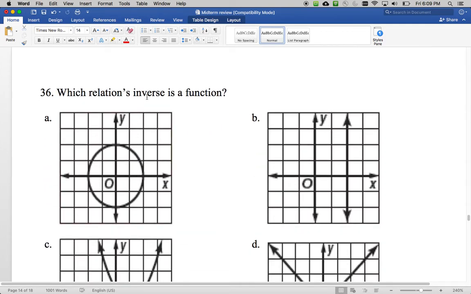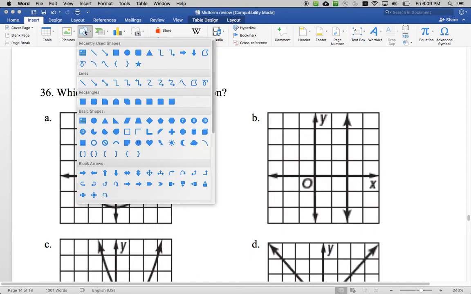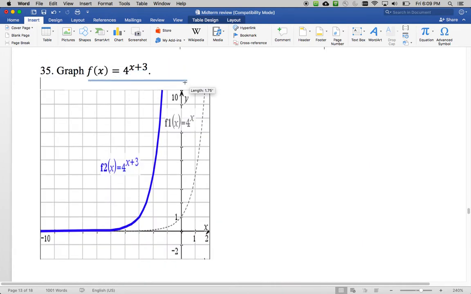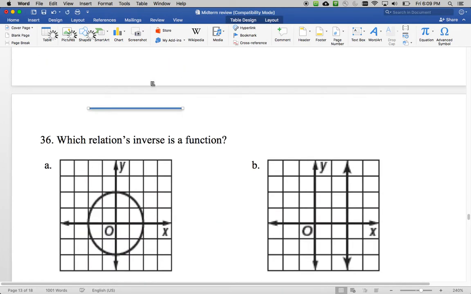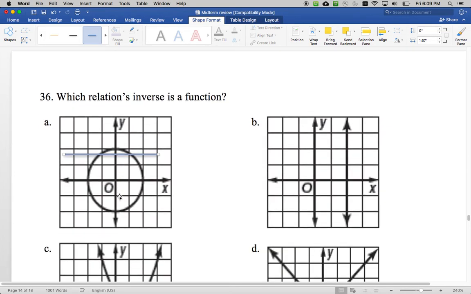Which relation's inverse is a function? For that, let me insert a line. I want a horizontal line. Whoops. All right, here's our line. The reason why I have this line is because I'm going to do the horizontal line test. With the horizontal line test, you move it back and forth. If it intersects more than one point at any time, then the inverse is not a function.